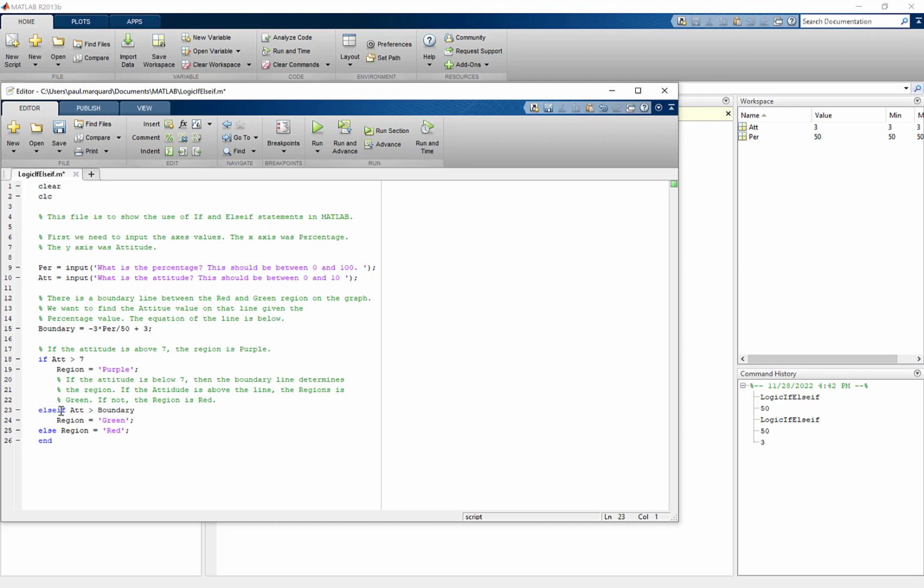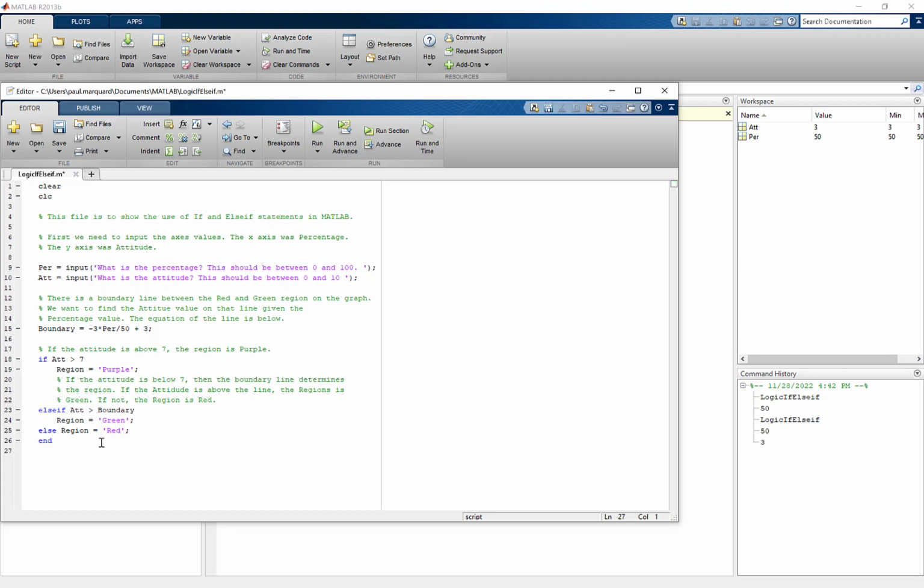Okay, so I've got else if, which is basically saying here's another if choice to be made. And if I had multiple else ifs, I would be going even farther. So if my attitude is above the boundary line, then I know I'm in the green region. But if my attitude is not above the boundary line, then I must be in the red region. This particular setup assumes that on the boundary line, it will be red. If I wanted it to be green on the boundary line, I would want to say attitude greater than or equal to the boundary line. Then it would be green, right? But I'm just going to leave it as greater than. So if it's on the boundary line, that's going to count as red.